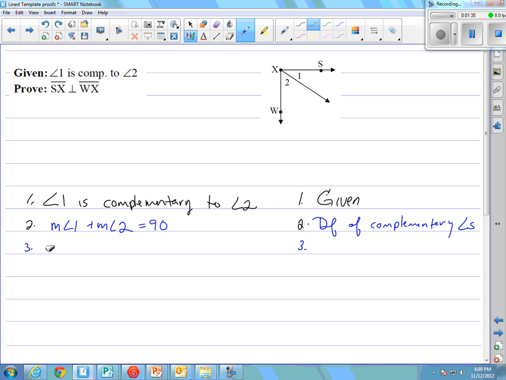So I know that measure of angle 1 plus the measure of angle 2, if I take that angle there and add to it that angle, that's essentially going to trace out that angle. That angle I'm going to call SXW. So 1 plus 2 is actually going to be equal to the measure of angle SXW. That's your angle addition.